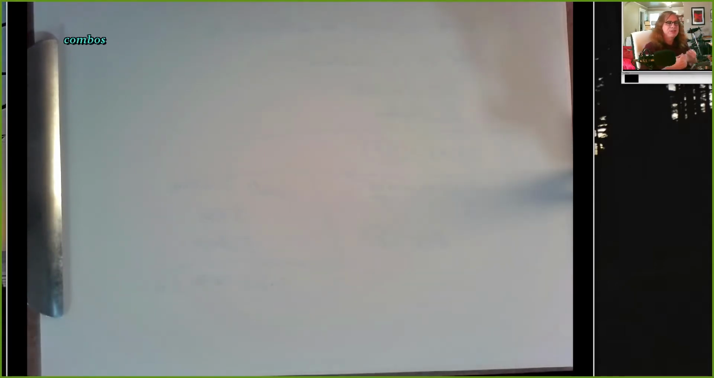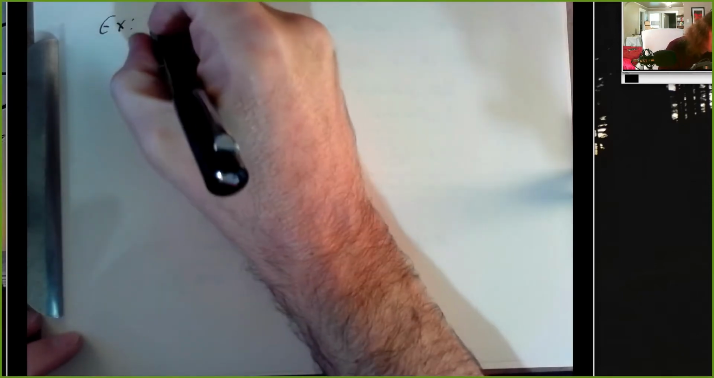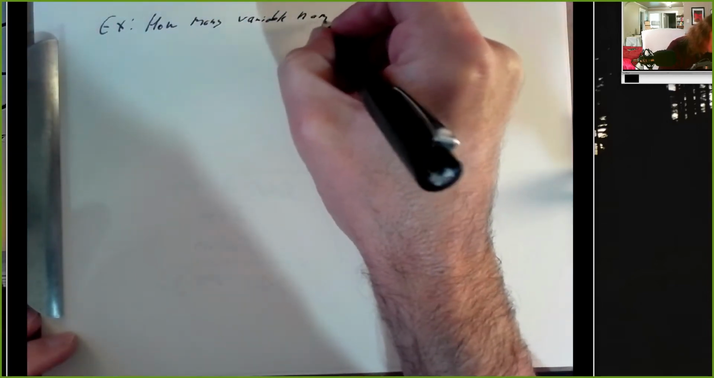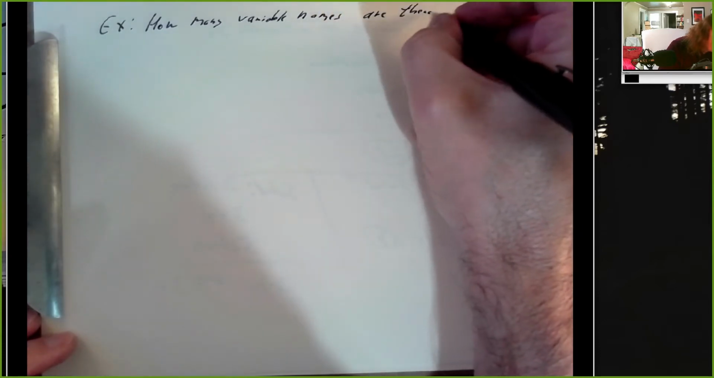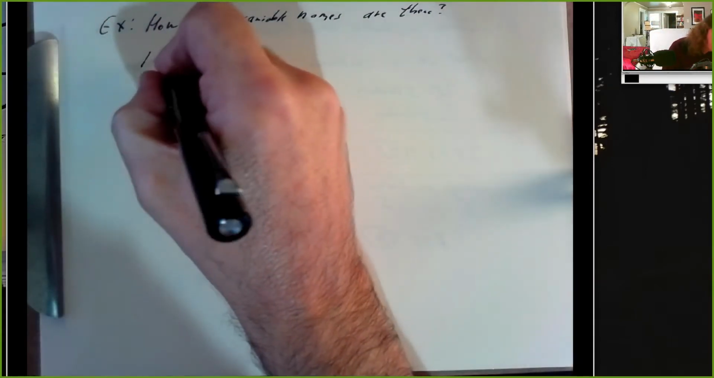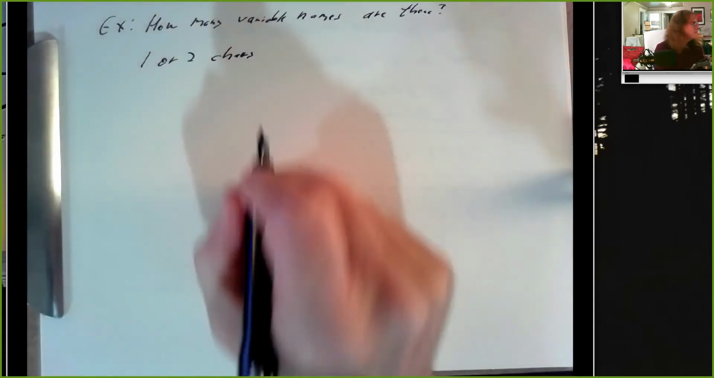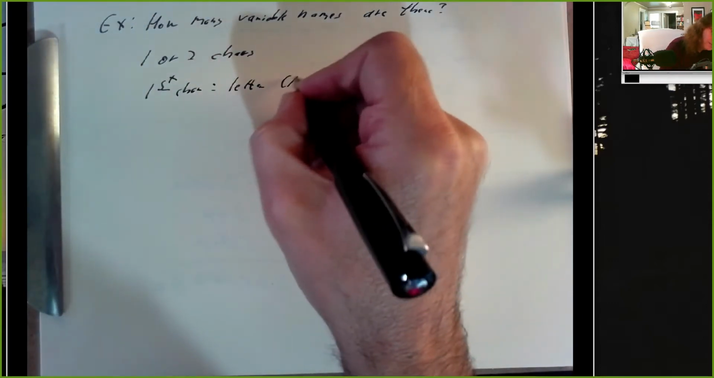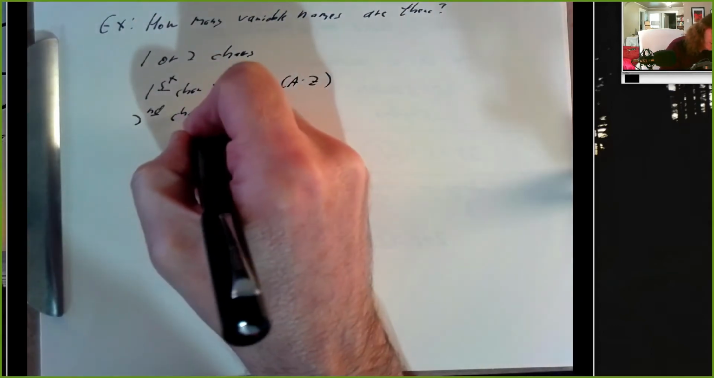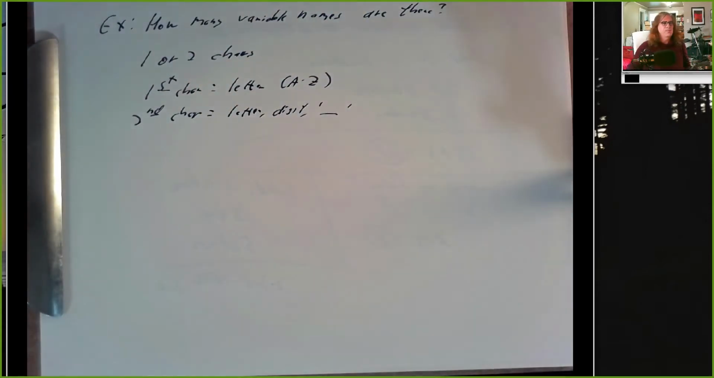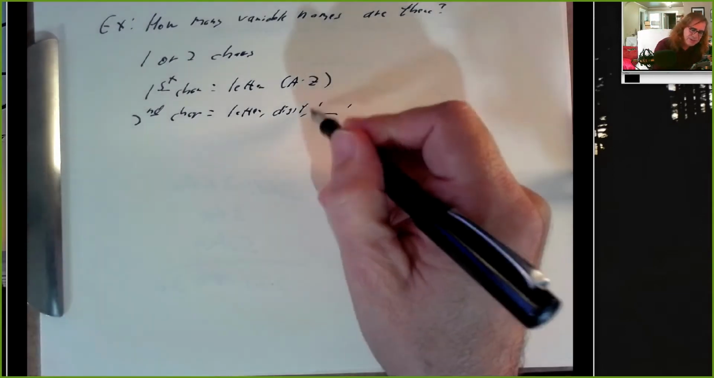And so a lot of times we use combinations of these rules. So for example, how many variable names are there? In this peculiar language where your variable has to be 1 or 2 characters, and your first character has to be a letter, and your second character can be a letter, a digit, or an underscore. Not to be confused with a smiley face.